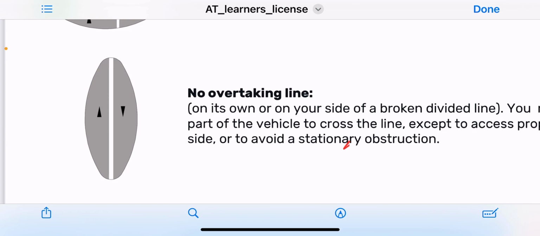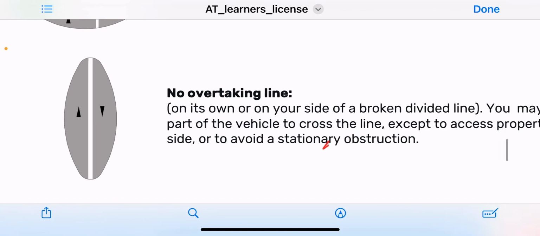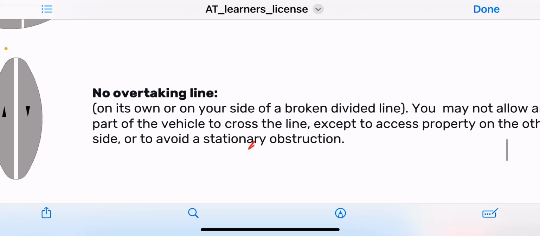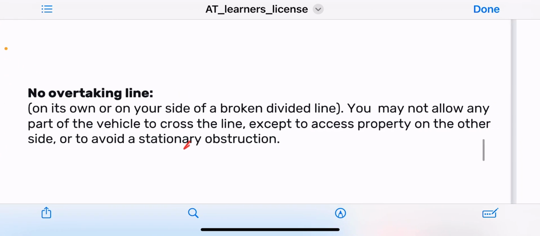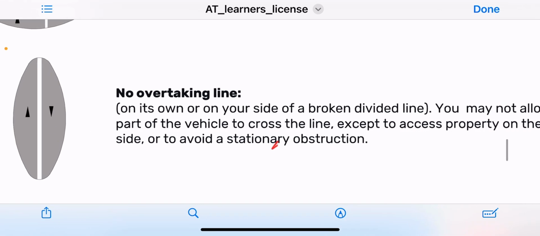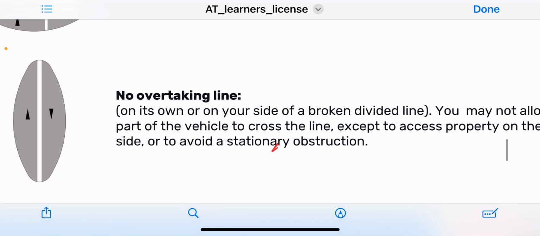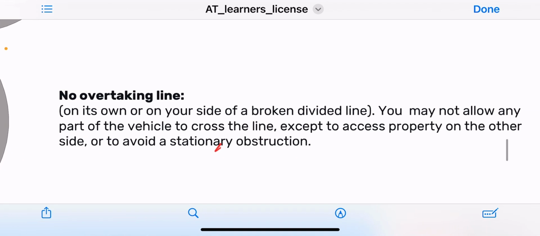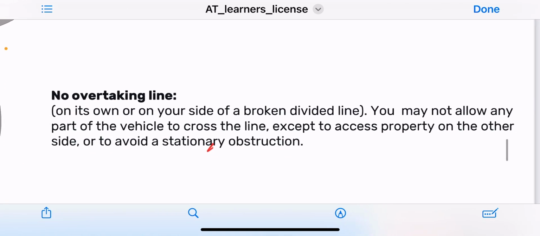When you see this line, when you see this marking on the road, do not overtake. On its own or on your side of a broken divided line, you may not allow any part of the vehicle to cross the line, except to access property on the other side.